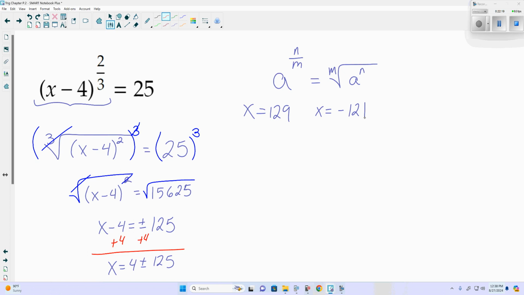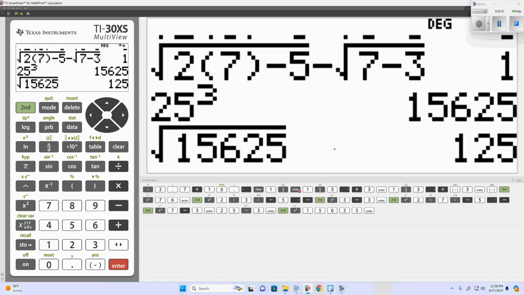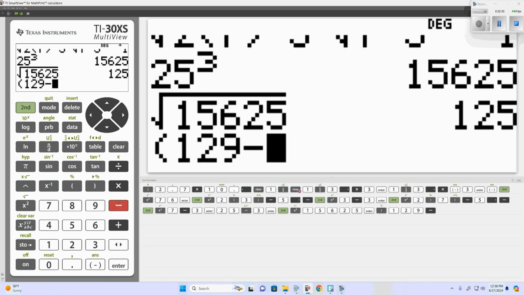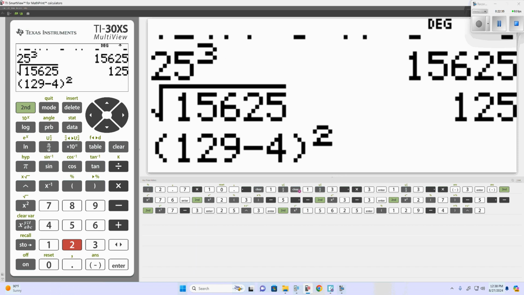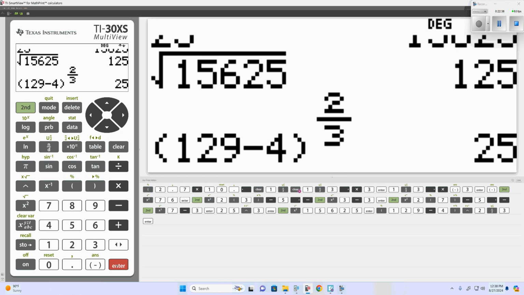Now we can plug these back in and check and make sure that they work. So we say 129 minus 4 to the 2/3 should equal 25. Parentheses 129 minus 4 to the 2/3 is indeed 25.